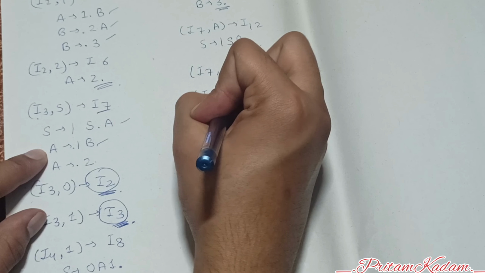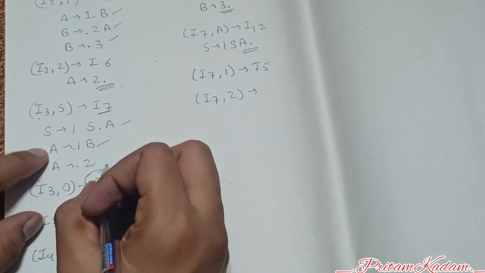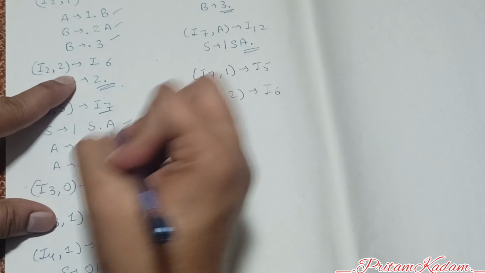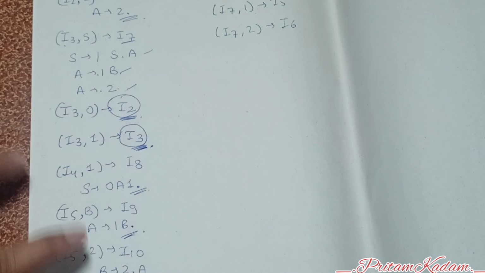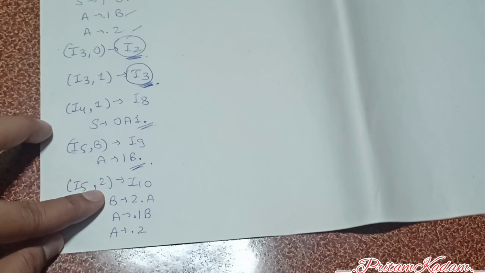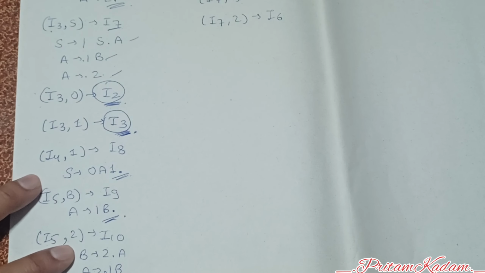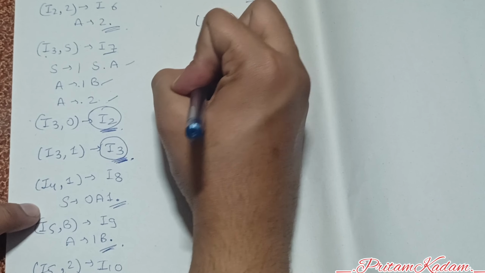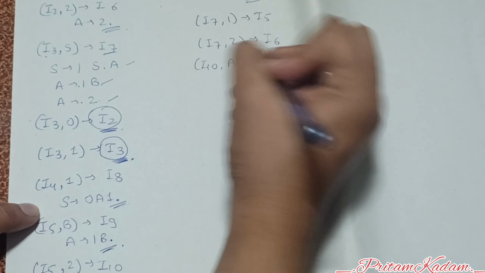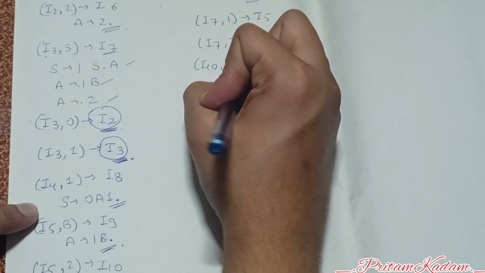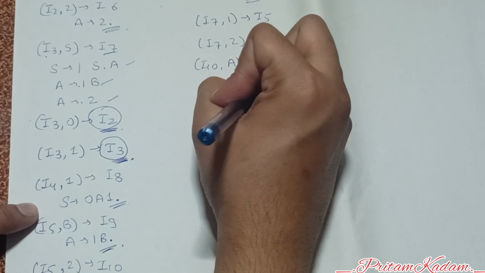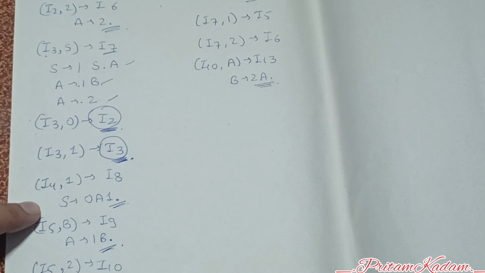Now we will proceed ahead with the third production in I7. So I7 on 2 goes to I6, as we have the same A gives 2 dot. These two are complete states as we have the dot at the end of the production. Now we will go for the I10 state. So I10 on A goes to a new state, that is I13. Okay, so B gives 2 A dot.